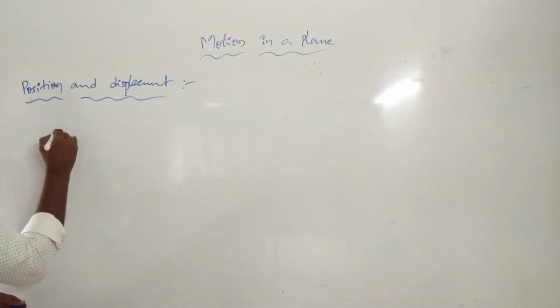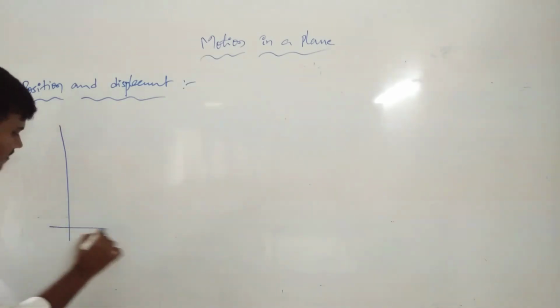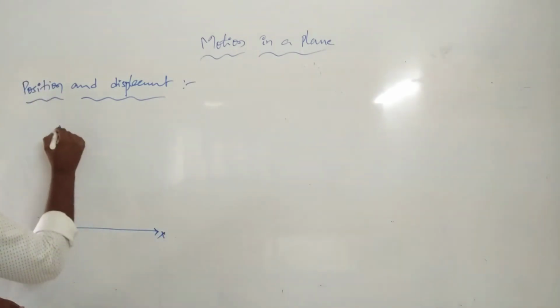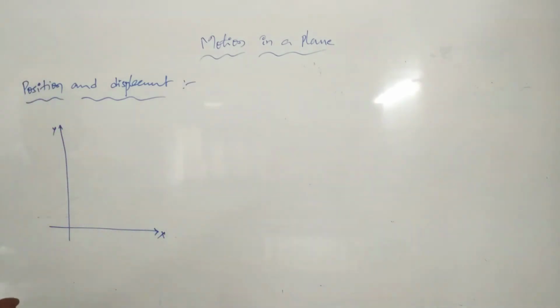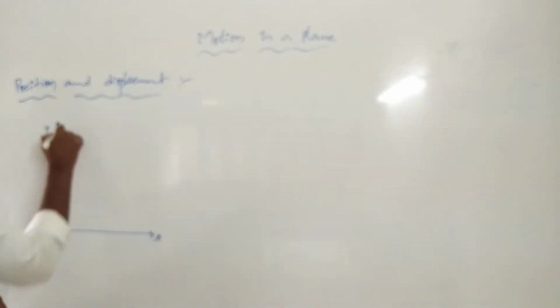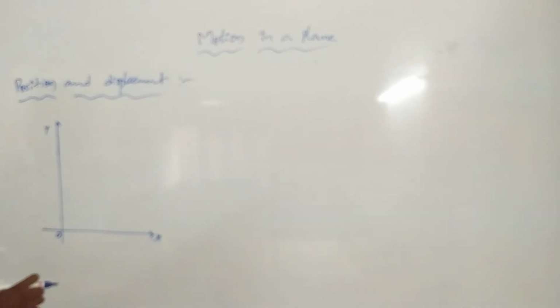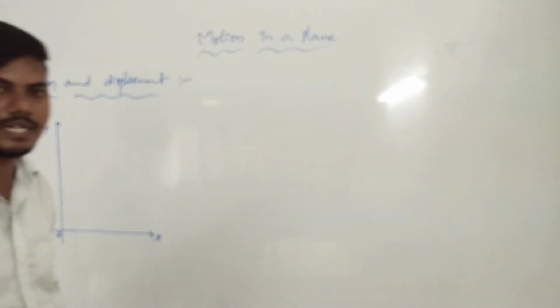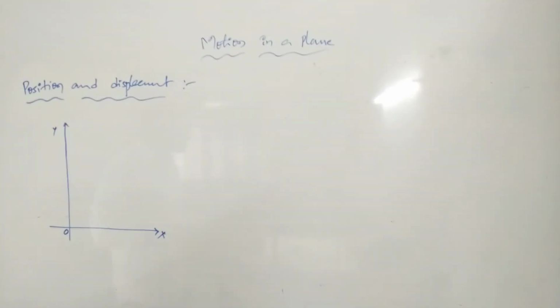The same graph will be applicable on this side. This one is always the x-axis, and this one is always the y-axis. Always represent the x-axis and y-axis, and at the origin point O is the representation. Clear? Here we are applying it only in two dimensions.